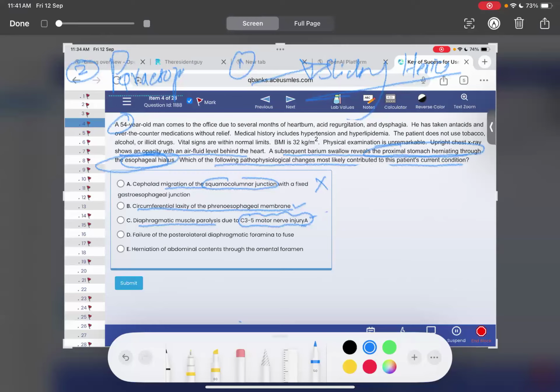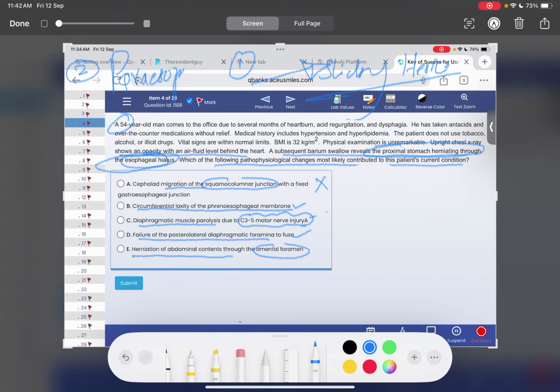Failure of the posterolateral diaphragmatic foramen to fuse. It is a Bochdalek hernia. It is a congenital hernia, leave it. This is not the cause. We will discuss it later. And what is this? Herniation of the abdominal contents through the omental foramen. It is also not the cause. Basically, the omental foramen causes an intra-abdominal hernia through the lesser sac, and lesser sac hernias are very rare.